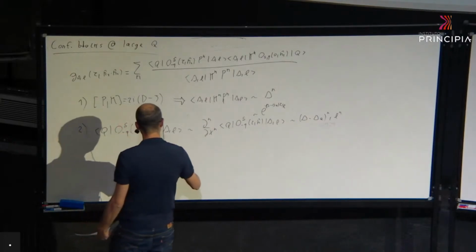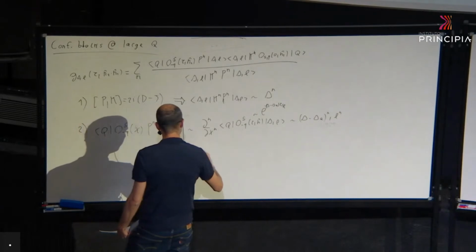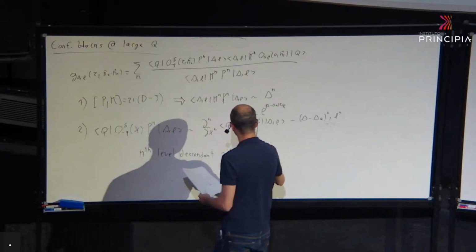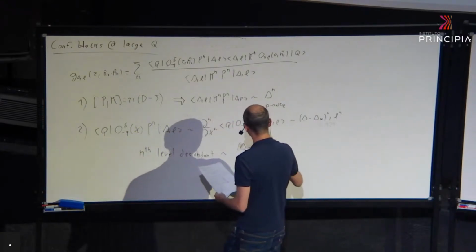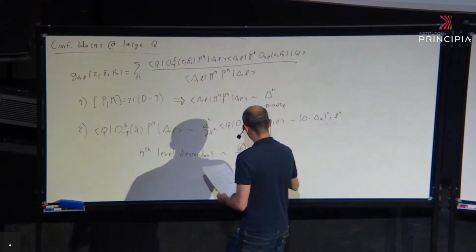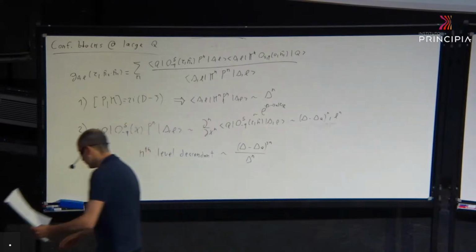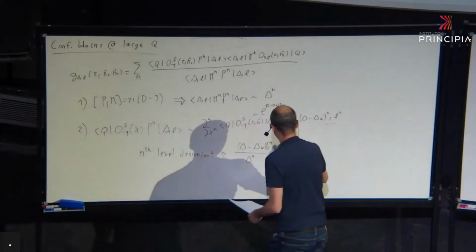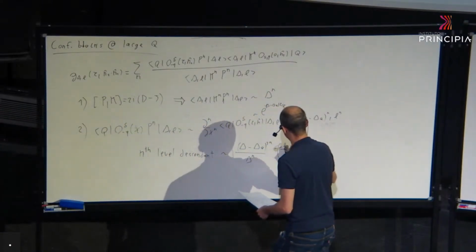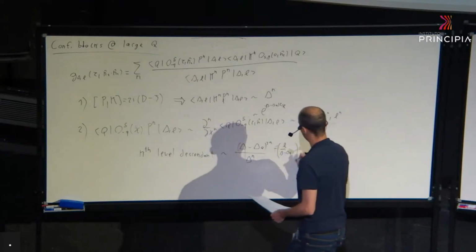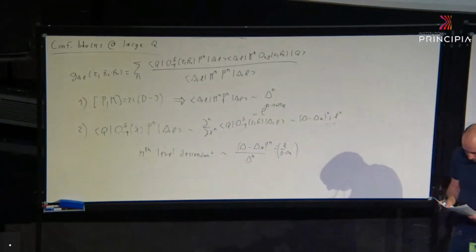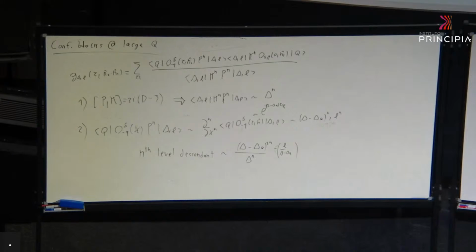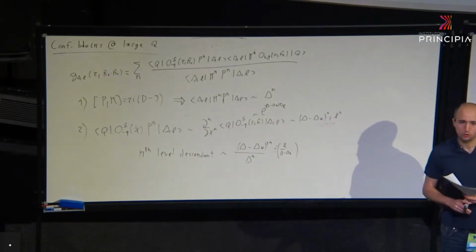the nth level descendant scales like something over delta to the n, and some function of L, delta minus q. Okay. So now I have to declare which delta contribute in the macroscopic limit.